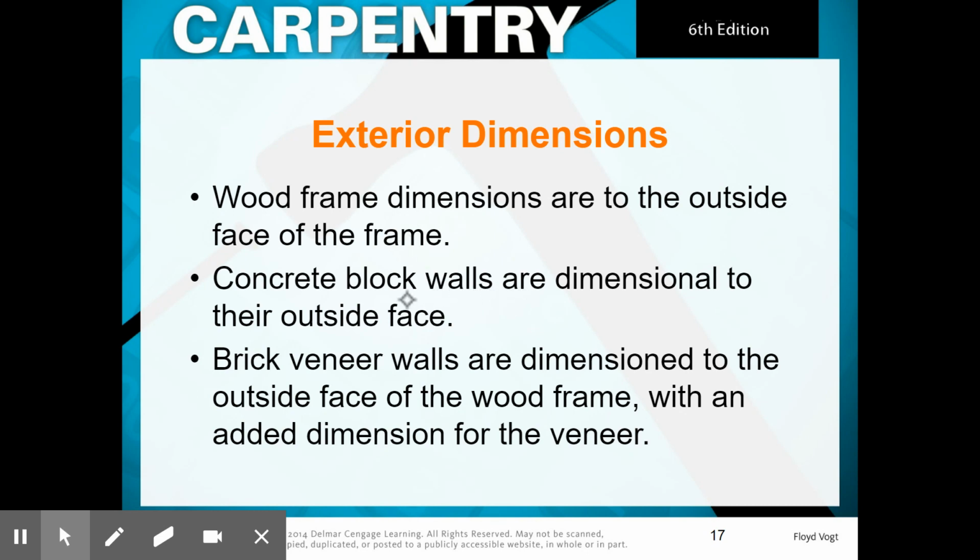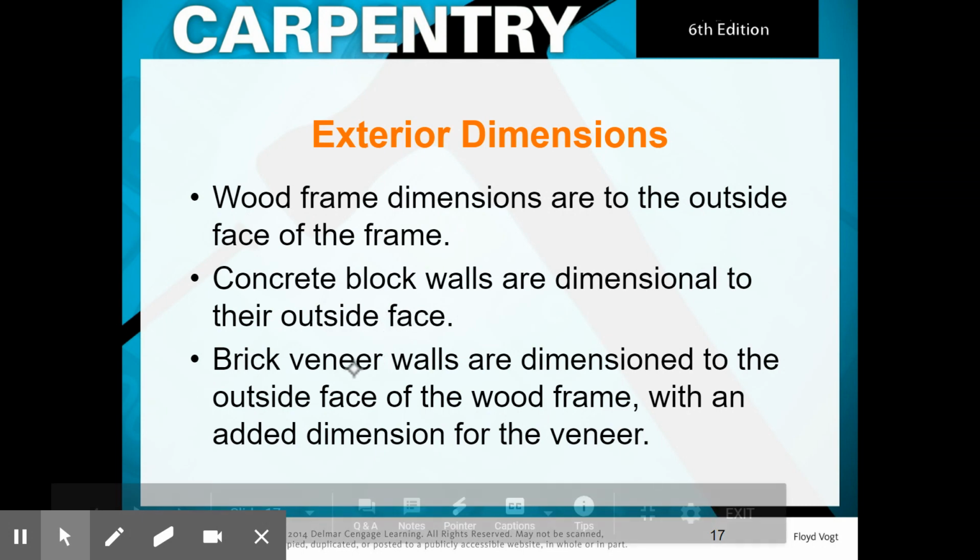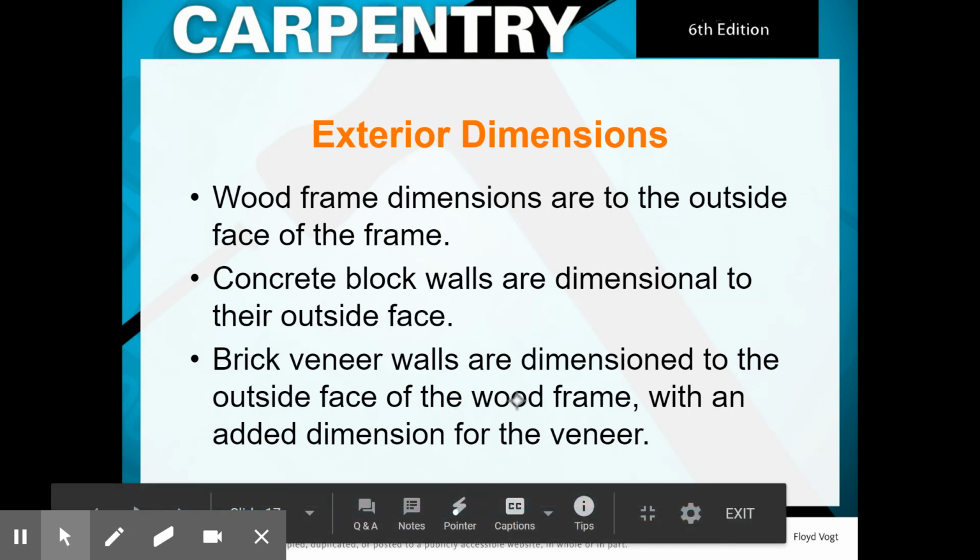Concrete block walls are dimensioned to their outside face. Again, that would be out to out. Brick veneer walls are dimensioned to the outside face of the wood frame with an added dimension for the veneer. So this is for a brick veneer wall.